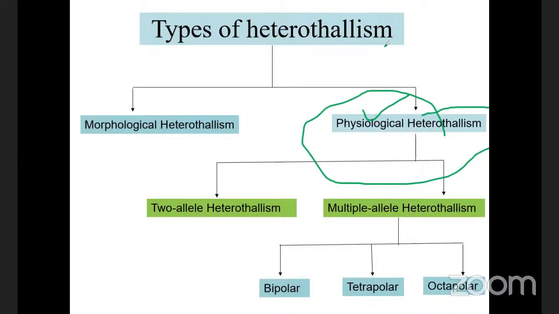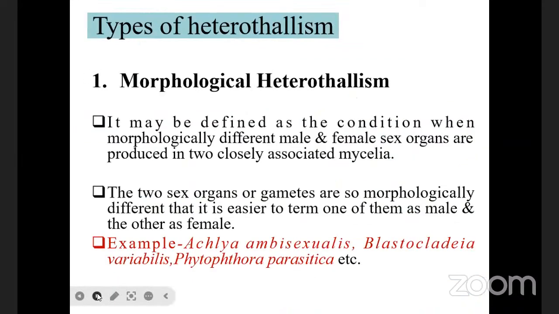Heterothallism is of two types: two-allele heterothallism and multiple-allele heterothallism. That is, variation in two sets of chromosomes or multiple sets of chromosomes. In the multiple type, it is either bipolar, tetrapolar or octapolar. These types are happening in the fungi.